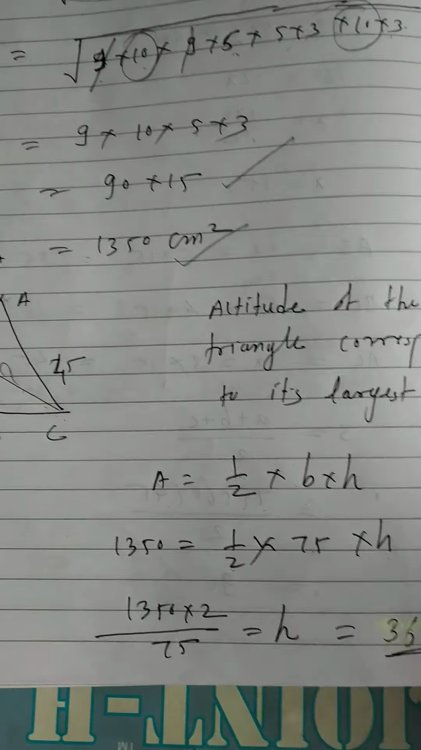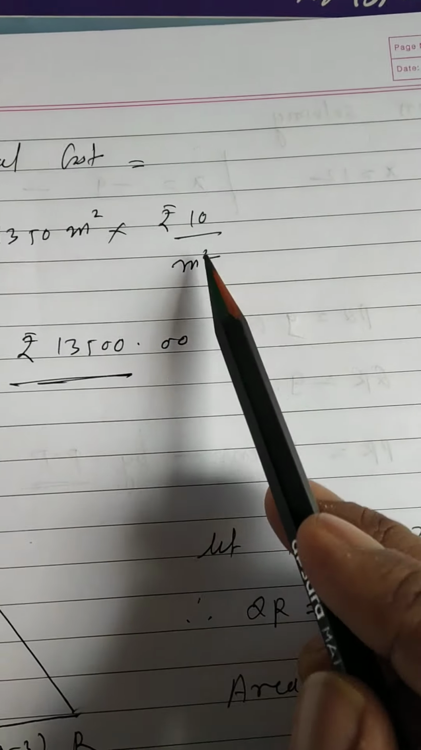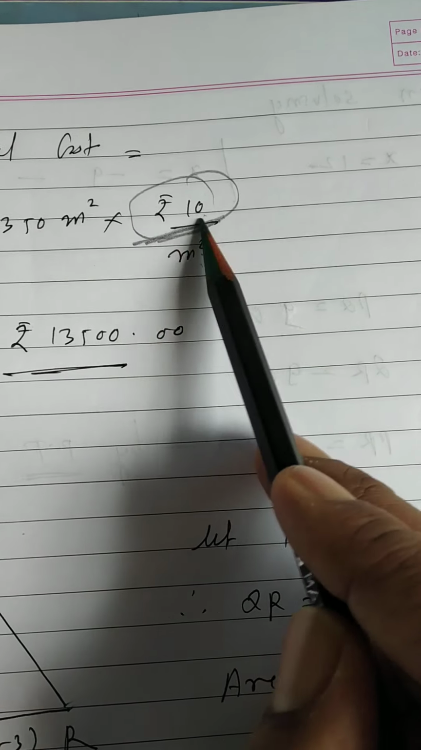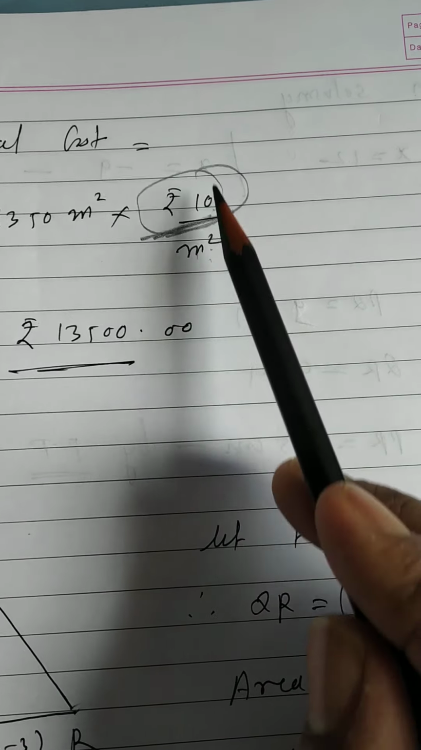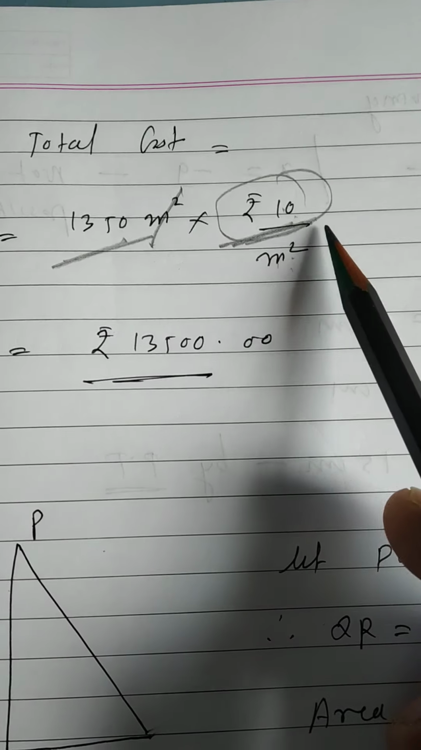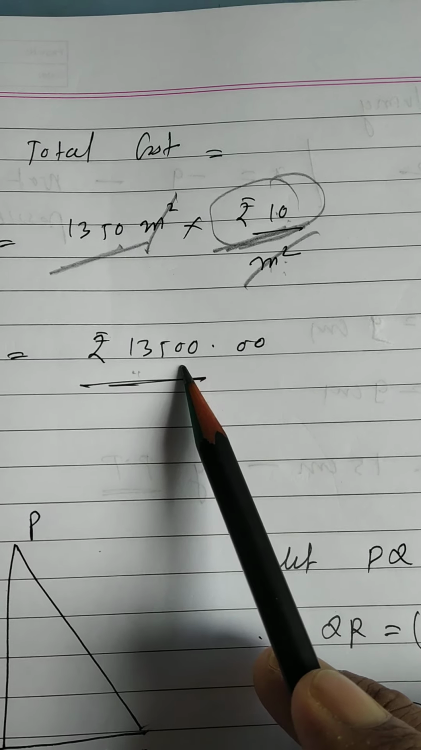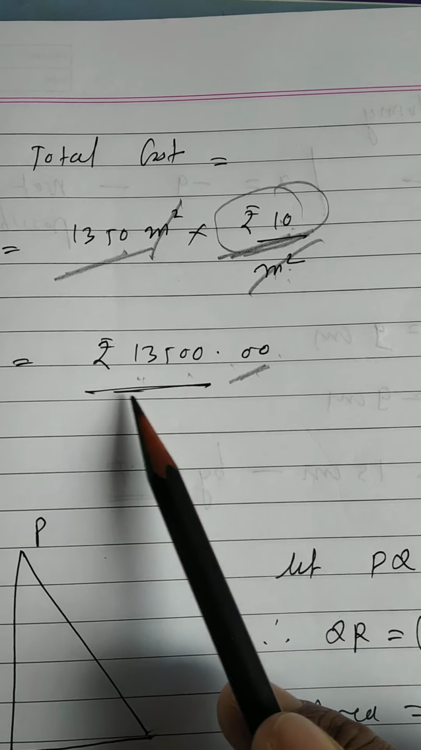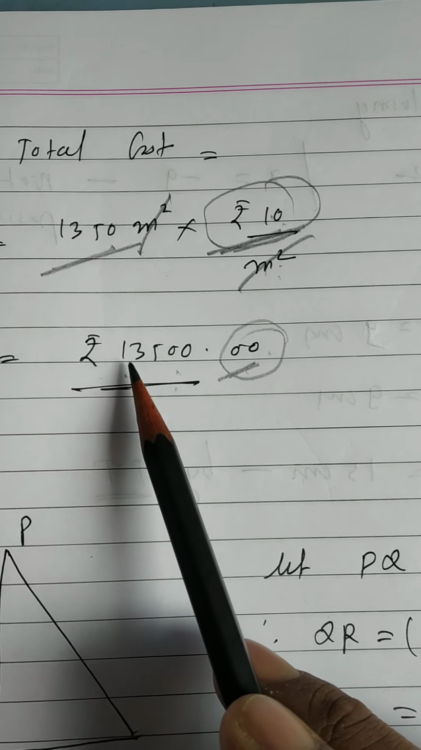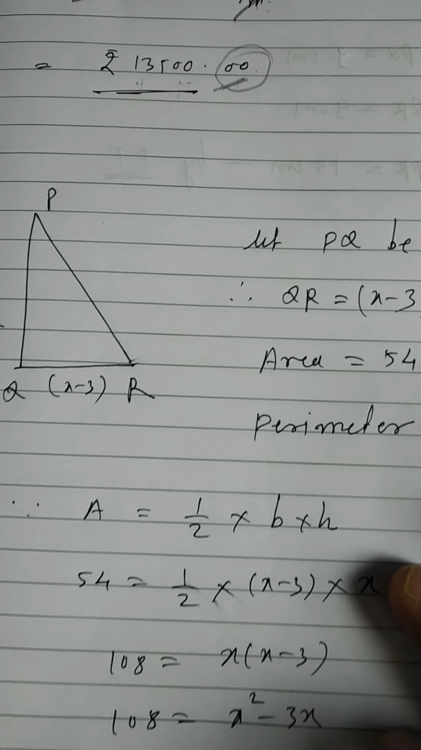And the next question is given that this is a triangular field, and it has to be leveled. So for 1 meter square, the cost is ₹10. The total cost is per meter square. This per means 1. For 1 meter square you require ₹10. So for 1350, how much will it take? Meter square gets cancelled. It comes to 13,500.00. Please do write this when it comes to rupees. The answer should be written up to 2 decimal places. Rupees 13,500.